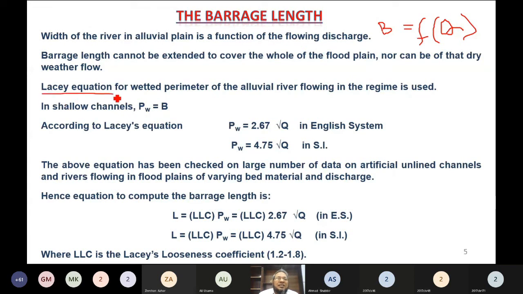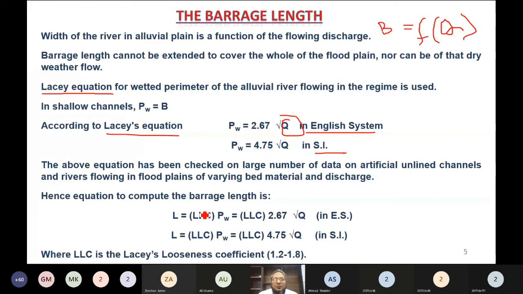For this purpose we use Lacey's equation for wetted perimeter. According to Lacey, wetted perimeter is 2.67 root of discharge in the English system, and in the System International it is 4.75 root of discharge. So the wetted perimeter of a channel is a function of what? Discharge. Function of discharge. And this equation of Lacey has been tested on many rivers and many artificial channels, and its performance remained good.